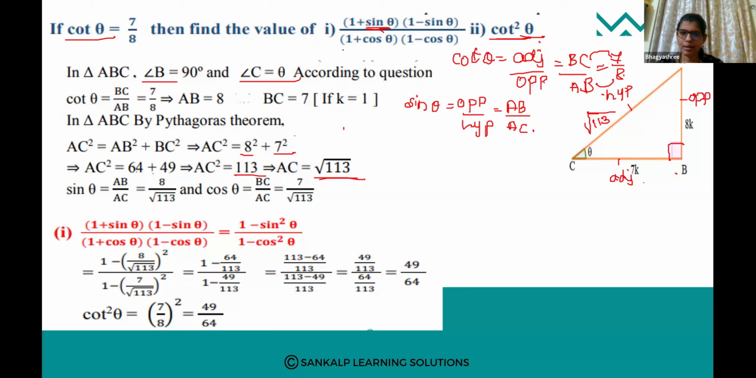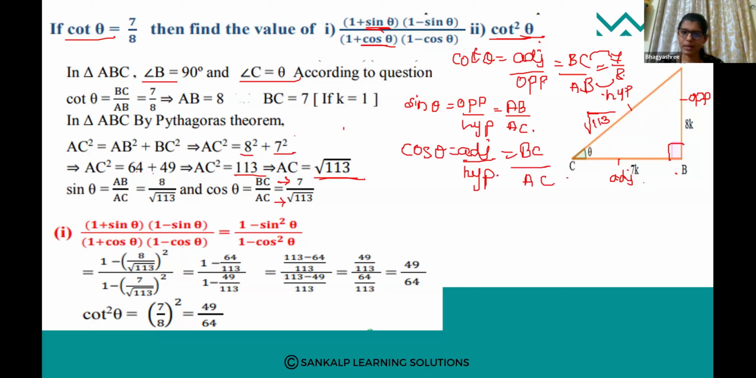Next, what else is in the question? Here there is sin theta, and here it is cos theta. So we need to write cos theta also. Cos theta means adjacent side divided by hypotenuse. Right? Which is the adjacent side? BC. So BC is adjacent side. Hypotenuse is AC. So BC value is 7, AC value is again root 113.